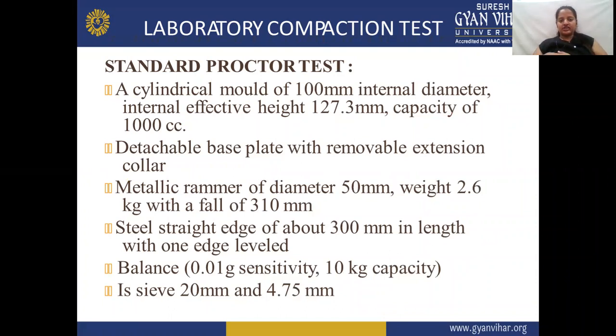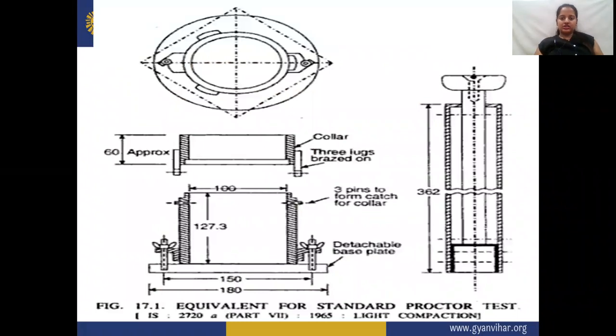The steel straight edge is about 300 mm in length, with one edge beveled. The balance that we use has a sensitivity of 0.01 g and a capacity of 10 kg. The sieves that we use for the standard Proctor test are 20 mm and 4.75 mm. So this is the basic structure of the mold that we use. It has a cylindrical container, a collar structure, a leveling instrument to level out the soil, and a hammer.